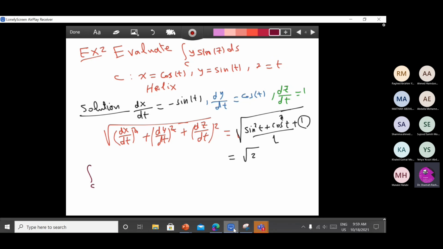Okay, now I'll go and do my line integral. The integration of y sine z ds will equal the integration, t from 0 to 2 pi. What's y? Y is given here, sine t. What is z? It's also t. And I have ds is root square 2 dt.